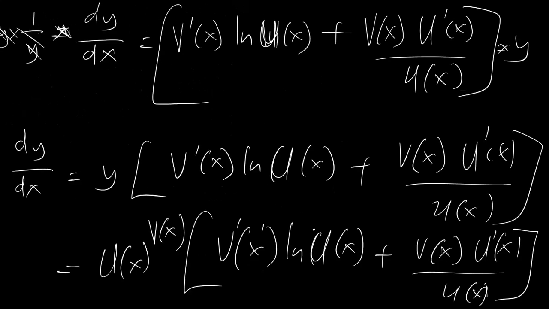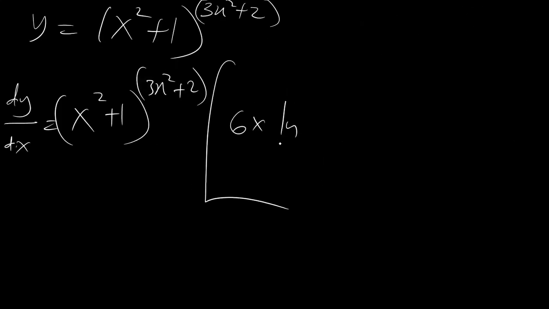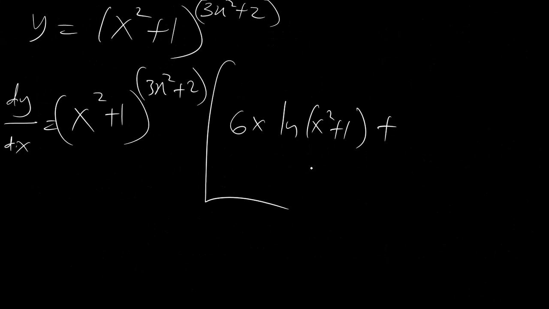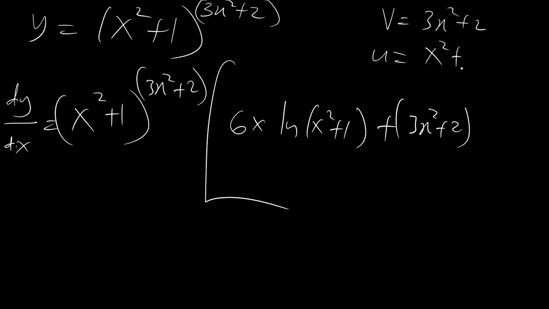times ln of x squared plus 1 plus v, which is 3x squared plus 2, because v is equal to 3x squared plus 2, u is equal to x squared plus 1. And v prime is 6x, u prime is 2x.